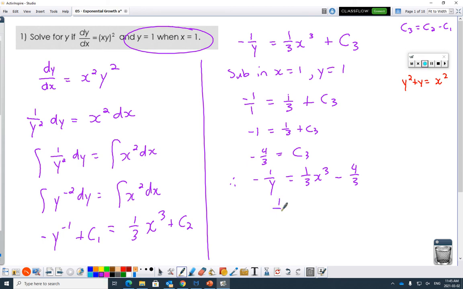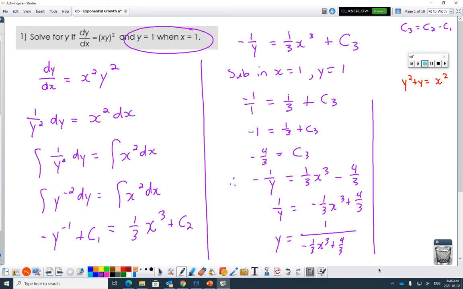First of all, I'm going to go 1 over y equals negative 1/3 x cubed plus 4/3. I hope that's not too crazy. What I've done there, I've just multiplied the whole thing through by negative 1. And now different people have different methods for how to handle this. I just go, well, you can do anything you want to both sides. So here what I'm going to do is flip both sides. So this side becomes y, and this side becomes 1 over negative 1/3 x cubed plus 4/3.